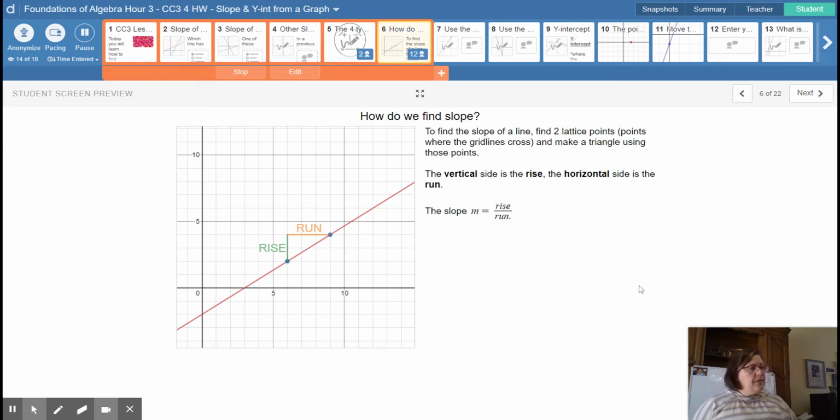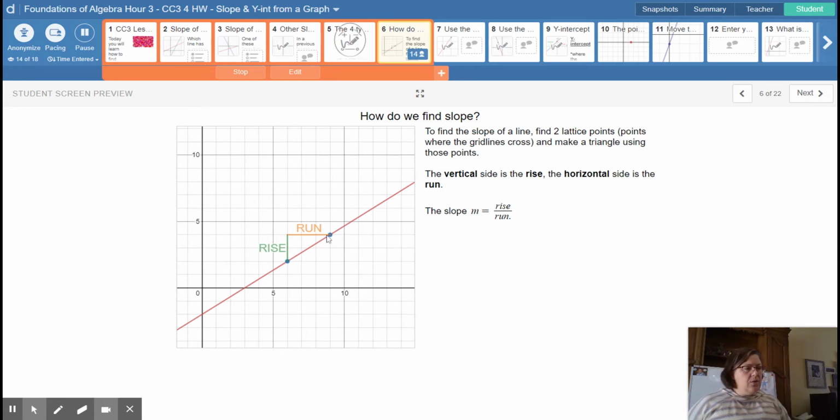So if you look at that slide, the directions say to find the slope of the line, find 2 lattice points. Those are points where the grid lines cross. So as you're looking at that graph, see those blue dots? Those blue dots are sitting right on the corners of where those lines meet. That's what we call lattice points, easy points to use. That's the first thing. The second is you are going to make a triangle using those points.